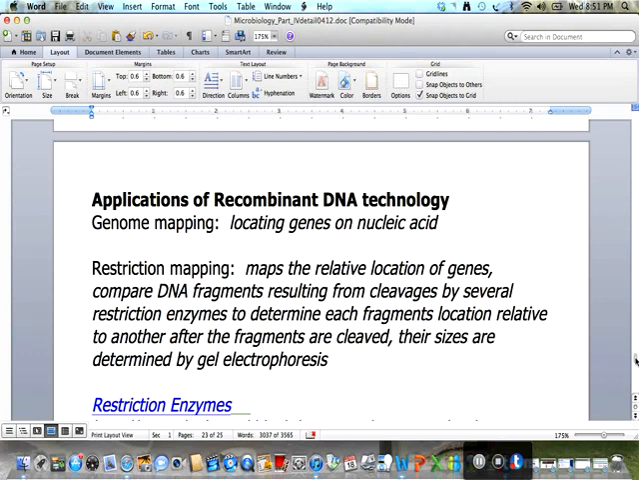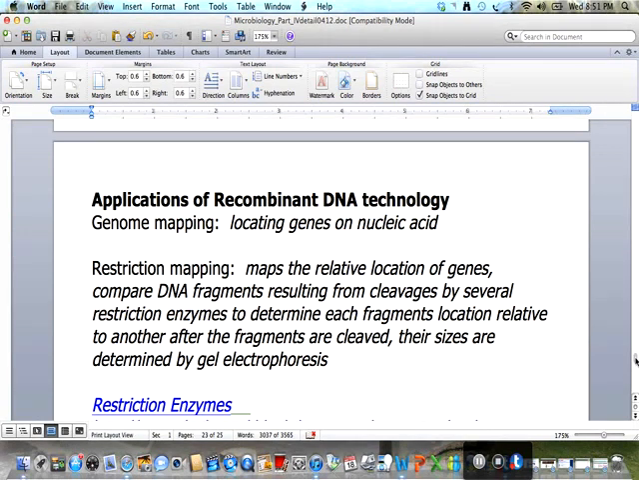There are many applications of recombinant DNA technology. Genome mapping is used to locate genes on nucleic acids. Restriction mapping will map the relative locations of genes. The DNA fragments resulting from cleavages by several restriction enzymes are compared to determine each fragment's relative location to each other. After the fragments are cleaved, their sizes are determined using gel electrophoresis.